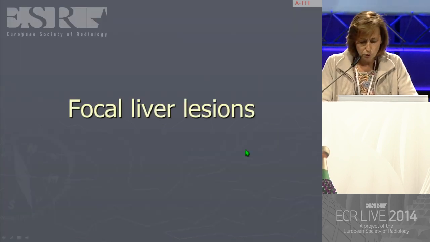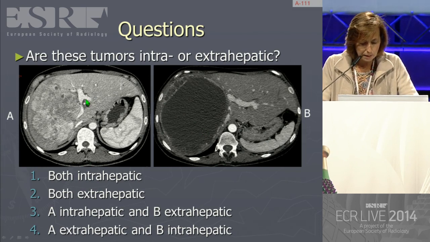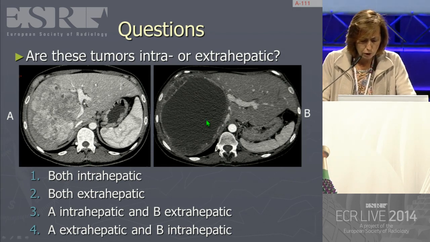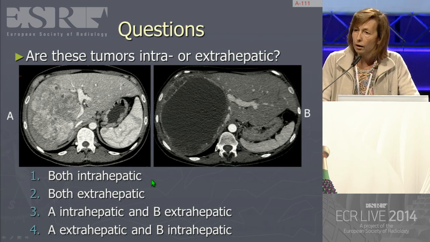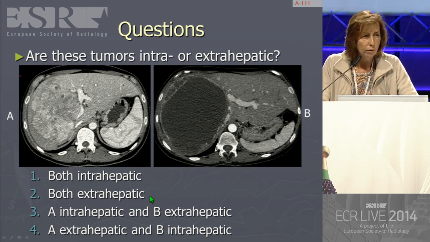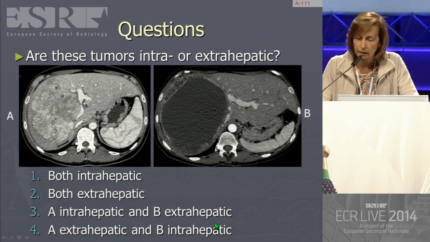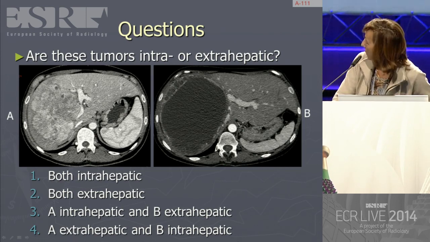Now we are moving to the focal liver lesions. So, next question. We have here two patients, A and B. Both have large focal lesions. My question deals with the tumor localization. Are these tumors intra or extrahepatic? So, 1, both are intrahepatic. 2, both are extrahepatic. 3, A is intrahepatic and B extrahepatic. And answer 4, A is extrahepatic and B intrahepatic.